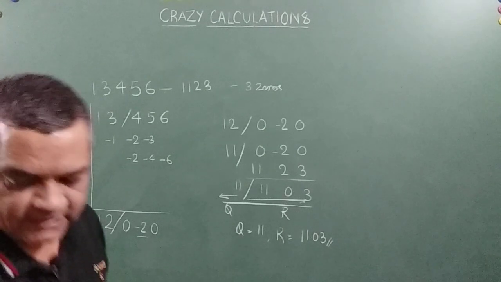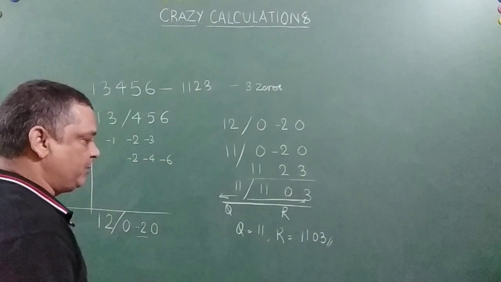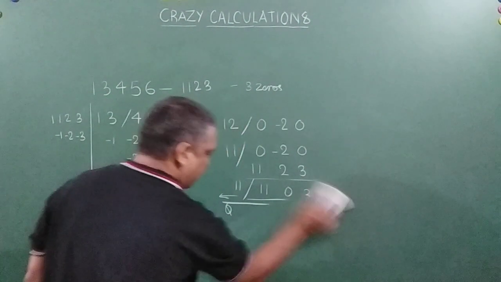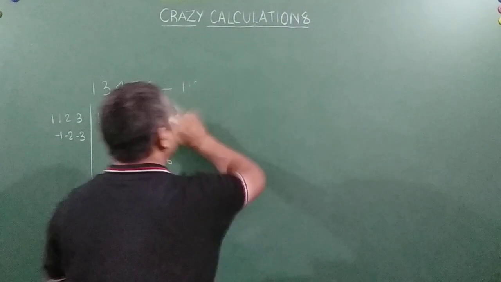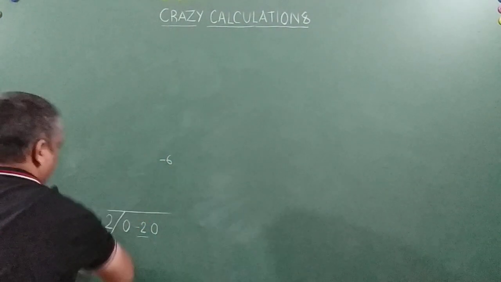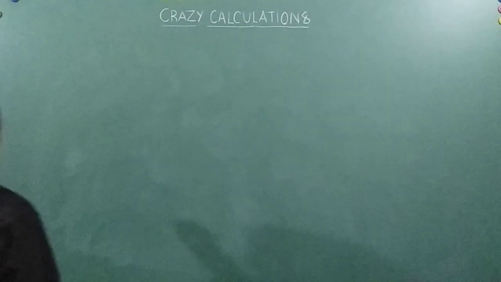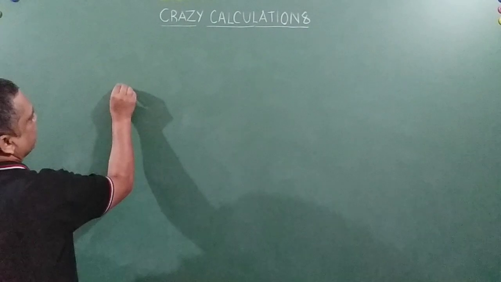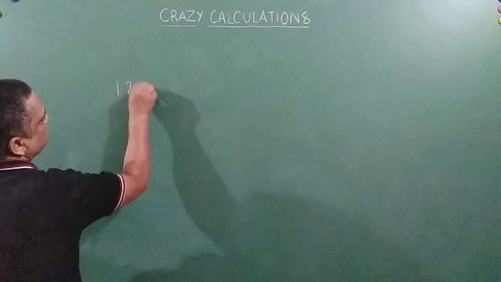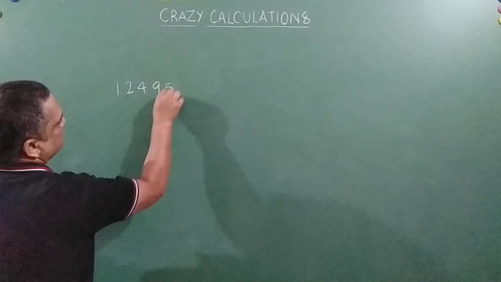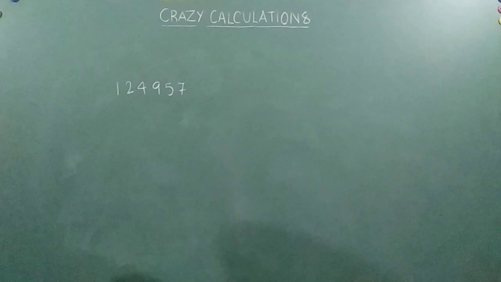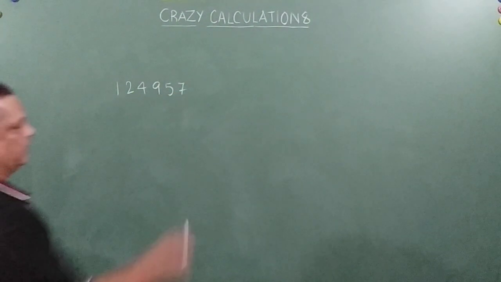Correct? Let us take up one more problem which will be slightly difficult to understand. So, one more last problem and then we will wind up the session for today. Right? Okay. 1, 2, 4, 9, 5, 7. Correct? Divide by 1021.